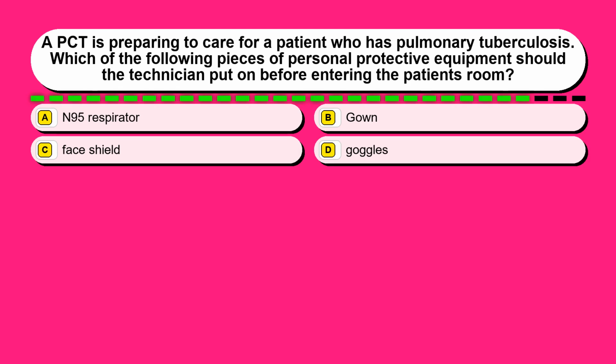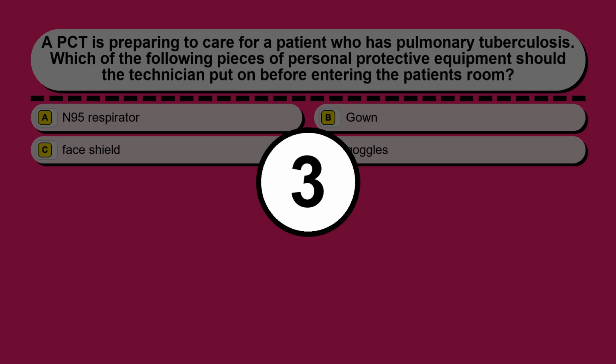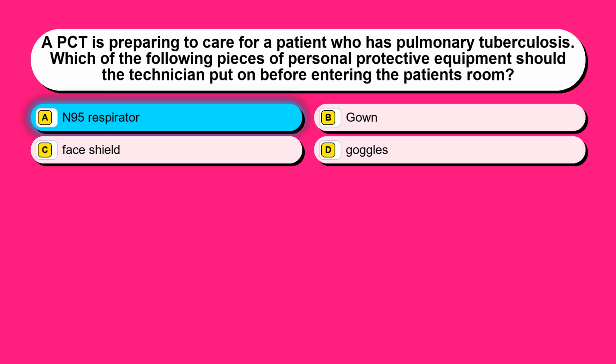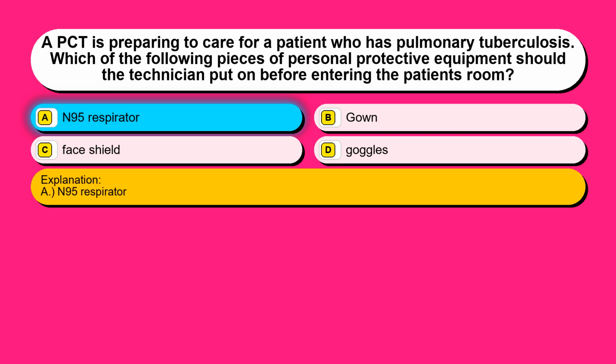Question 50. A PCT is preparing to care for a patient who has pulmonary tuberculosis. Which of the following pieces of personal protective equipment should the technician put on before entering the patient's room? Option A, N95 respirator. Option B, gown. Option C, face shield. Option D, goggles. The correct answer is option A, N95 respirator. Question 51.